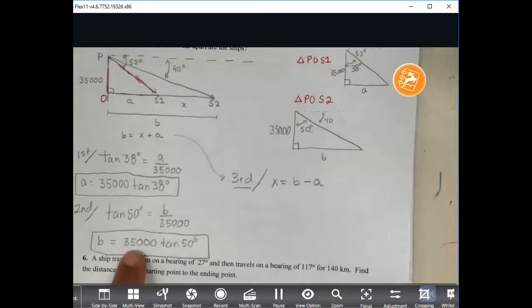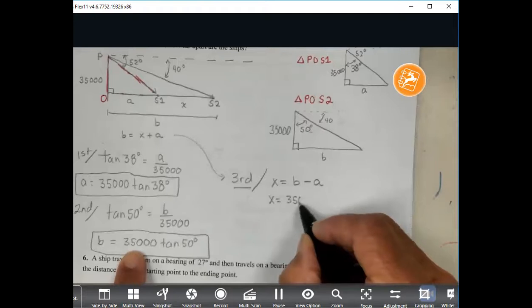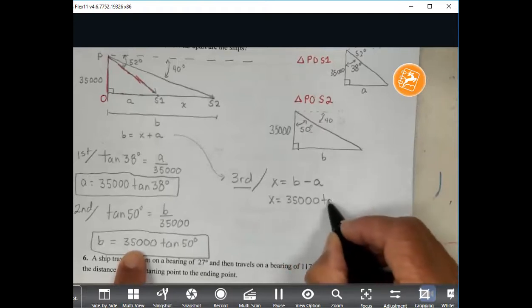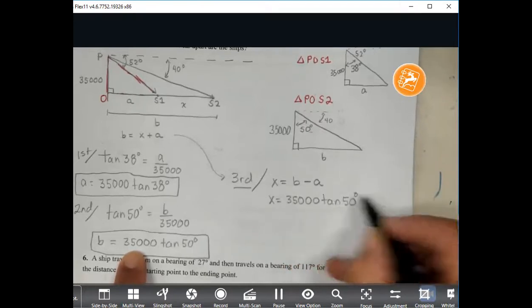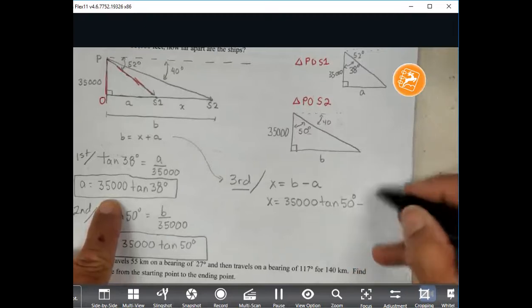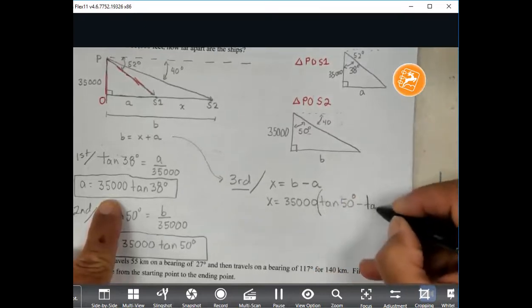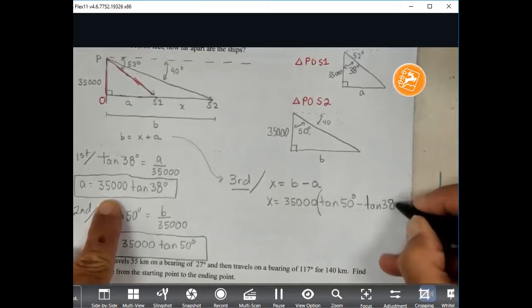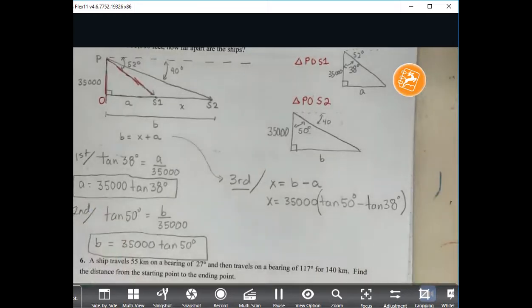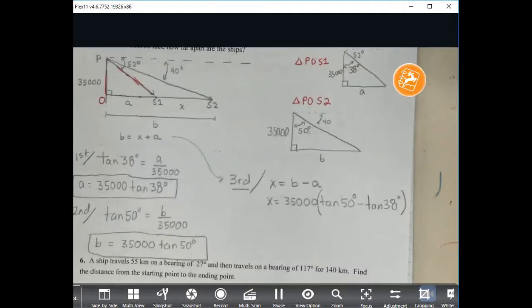So take the stuff that we got in the box here, 35,000 tangent of 50 degrees, and subtract off the stuff we got in the box here. I'm going to go ahead and factor out the 35,000 because I run out of room. And now it fits a little bit better. You can leave it like that for me on a test.